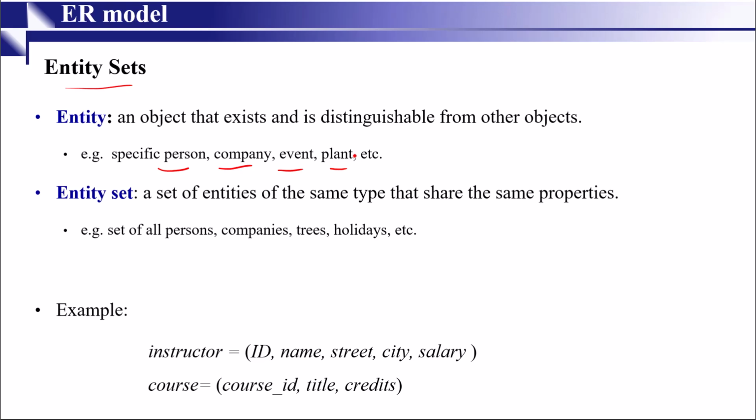For example, in a university database, entities are student, course, professors. Then we have entity set. This is a group of similar entities like all instructors, or you can say set of all persons, all companies, all trees, all holidays. In our database, for example, we can say instructor set include attributes like ID, name, street, city, salary, while course ID, title, and credits.